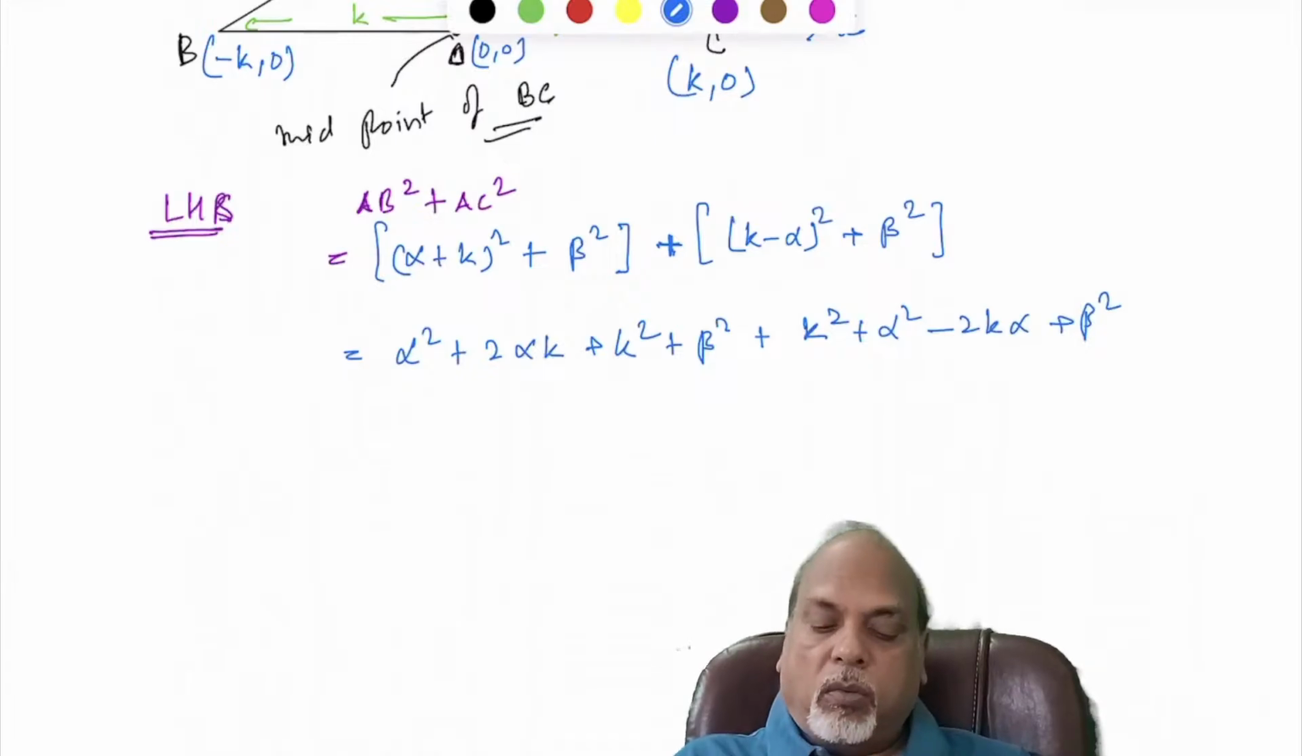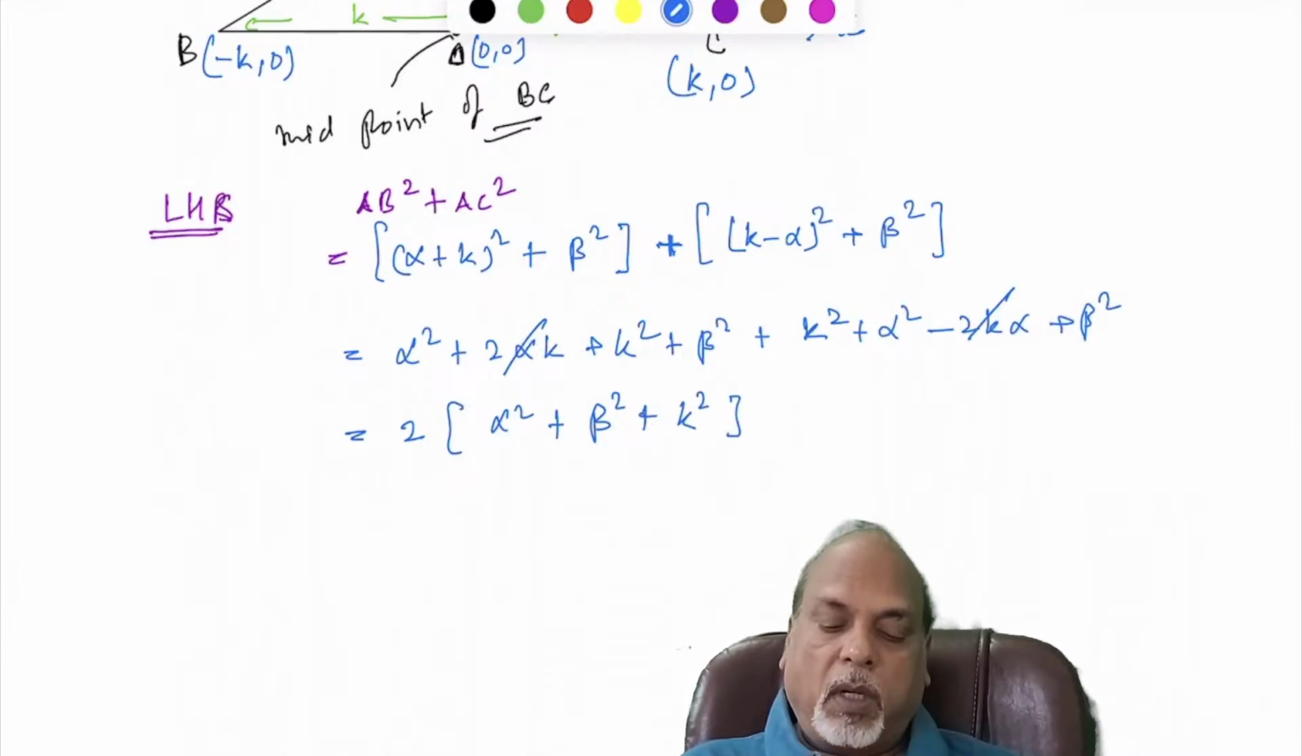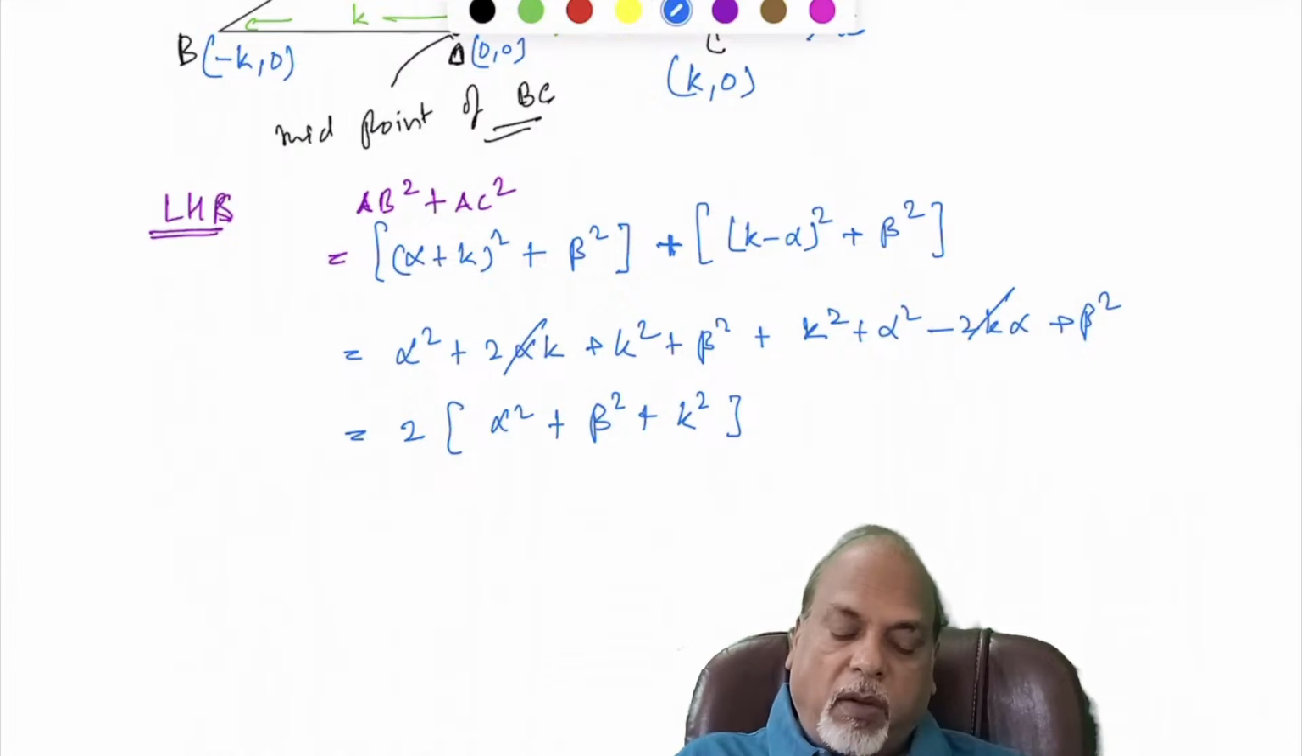Now what to do? If you see, this will be cancelled out and we can get 2 alpha square plus beta square plus 2 k square. So this is our left hand side.